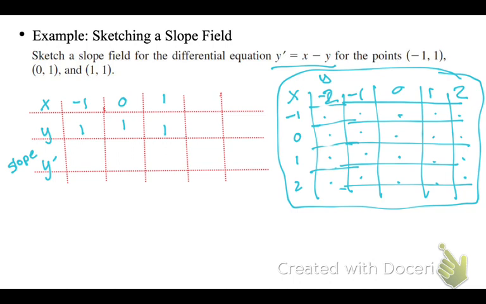Okay, so when I plug in -1 and 1, what is my slope? -2. Into this equation, if I plug in -1 and 1, I get -2. When I plug in 0 and 1, I get -1. And 1 and 1, I get 0. So how that would work is you would draw a coordinate plane.